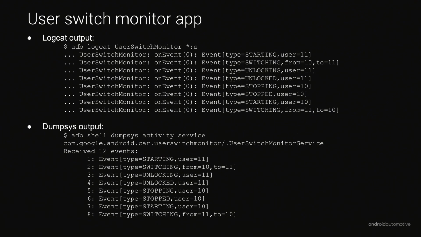This slide represents the output of this app, the logcat output and the dumpsys output. First, the logcat output: you can see different events like starting user 11, switching from user 10 to user 11, unlocking, and so on. So in this example, I switched from user 10 to user 11, and later on, after some time, I switched from user 11 to user 10. You can see that different events are logged, and you can see them using adb logcat. You can also dumpsys this service using the adb shell dumpsys command, and it will give you all the events which have been received so far.